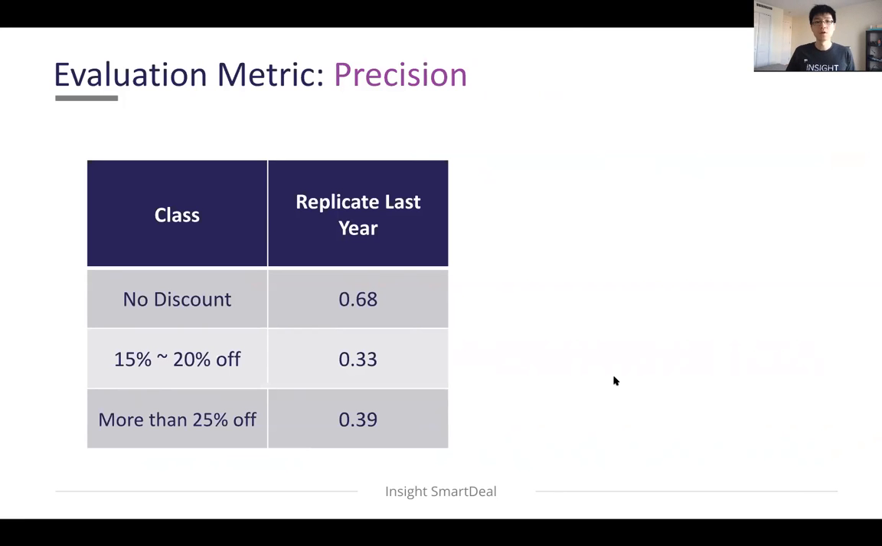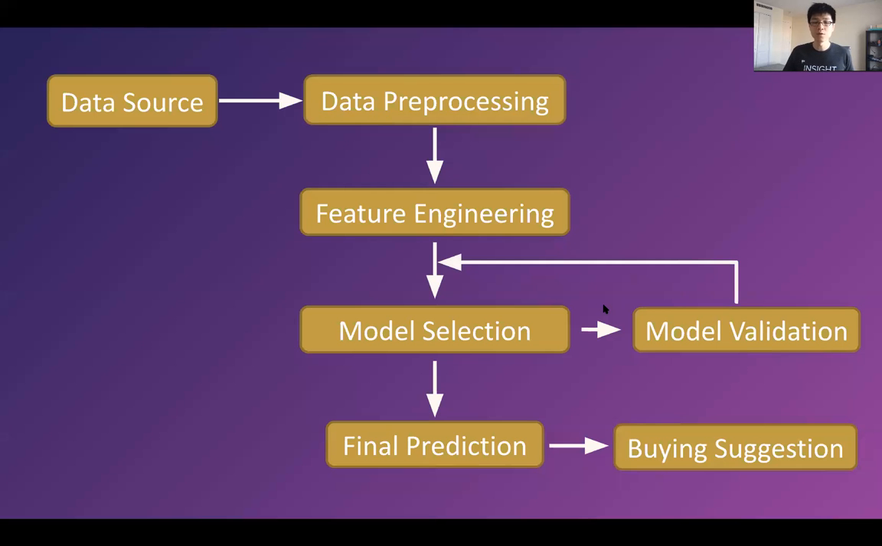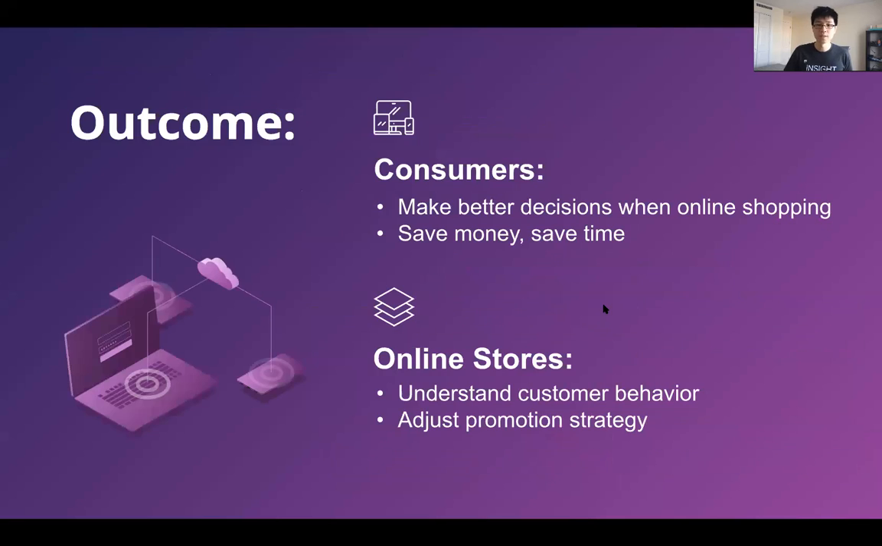So the baseline model I'm comparing here is just to replicate last year's result. As you can see here, it performs not very well, especially on those sales events. Then I use a logistic regression. The performance has an increase. And eventually, I will use the XGBoost because that gives the best model performance. So this concludes the workflow of this project.